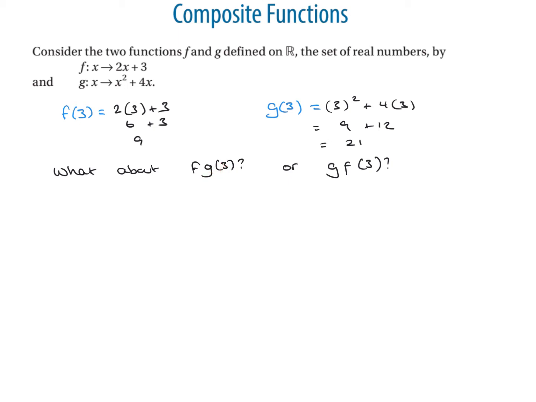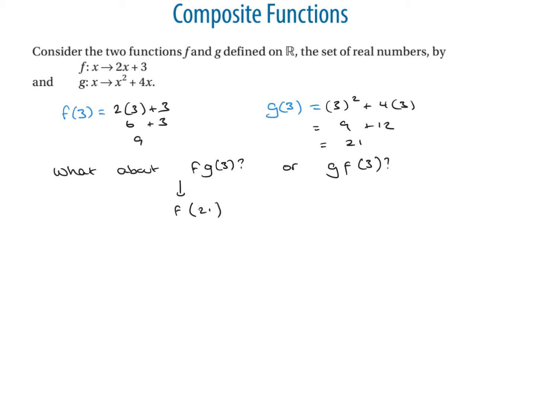So g of 3, we've already worked that out. Look, g of 3 we've already done over here, and it comes out to be 21. What we're saying now is that whatever that answer is, this g of 3, we're going to throw it through the f function. So this now comes down to be f of g of 3, which is f of 21. Which means I'm going to stick 21 into my f function.